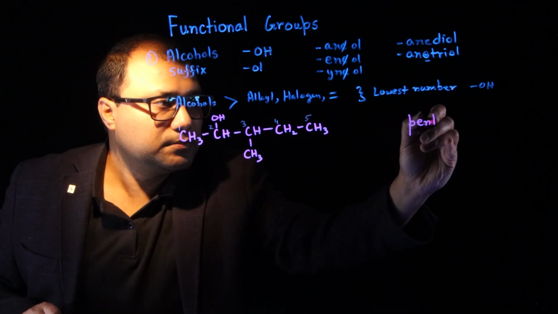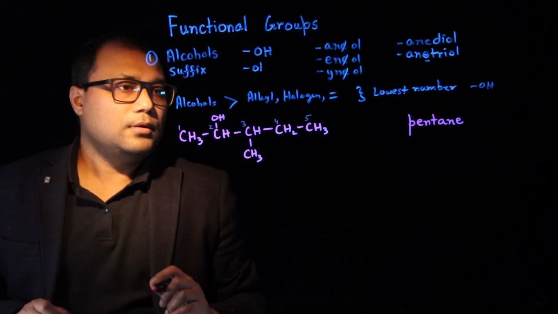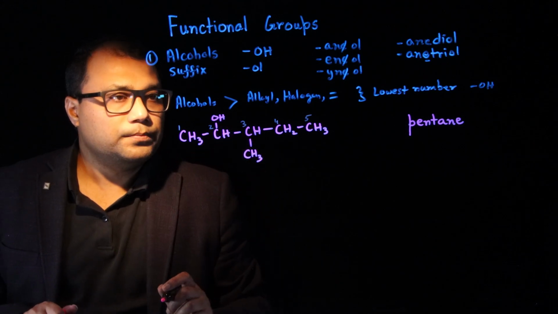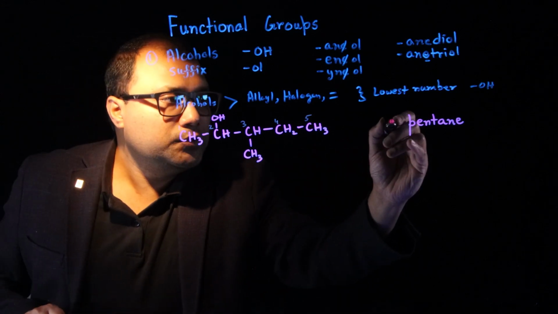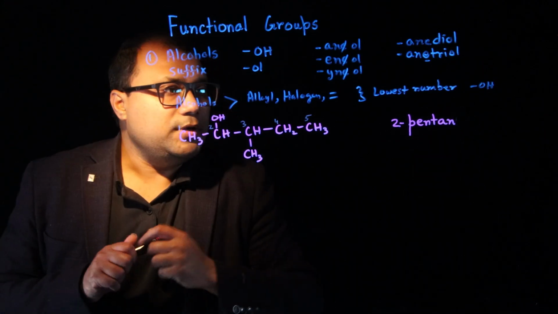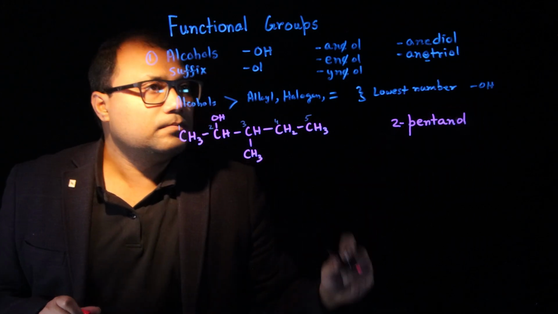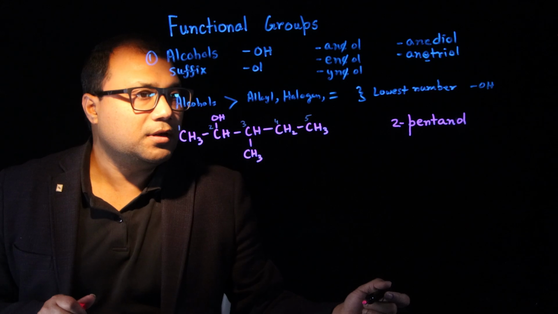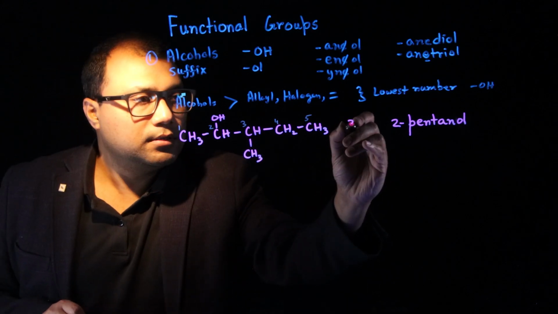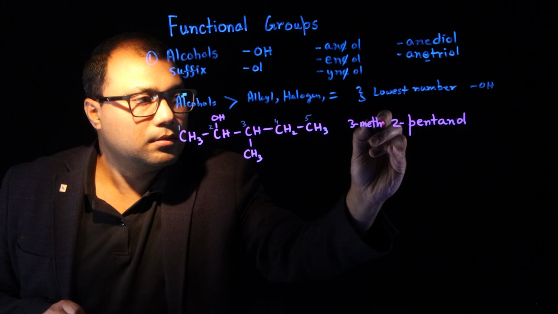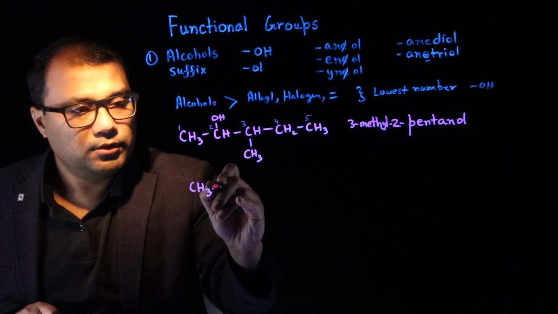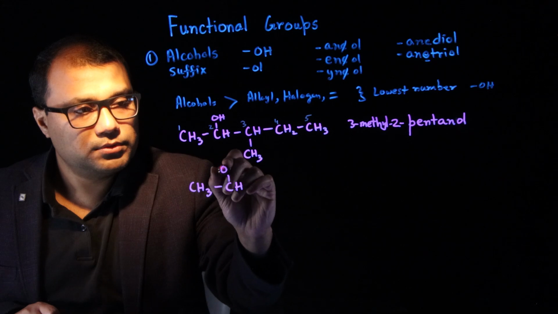So let's write that first. Okay. Now the alcohol is at position 2. Right, so it will be 2-pentane, we delete the e and we replace that with -ol. So 2-pentanol, but that's not everything. We also have the 3-methyl, dash, 2-pentanol.